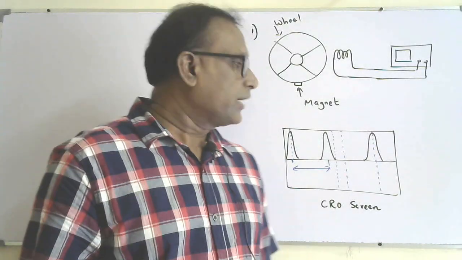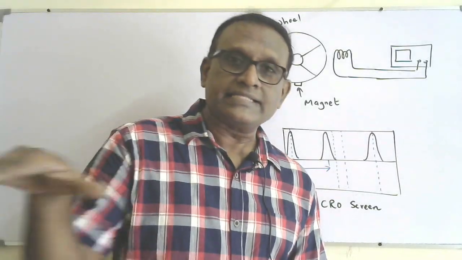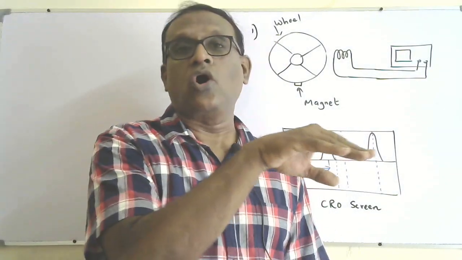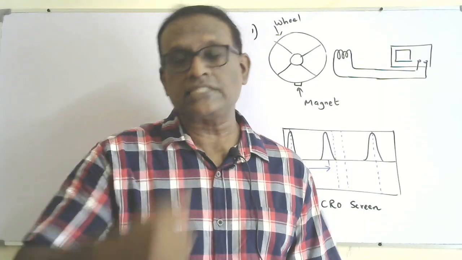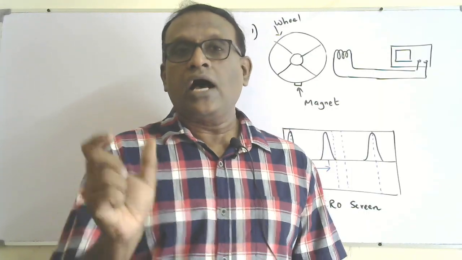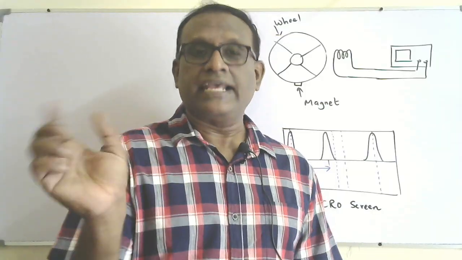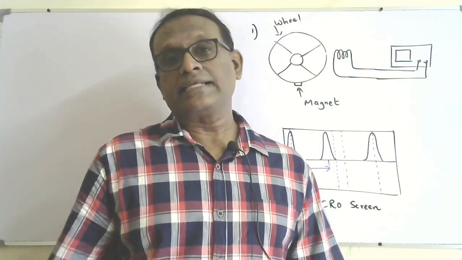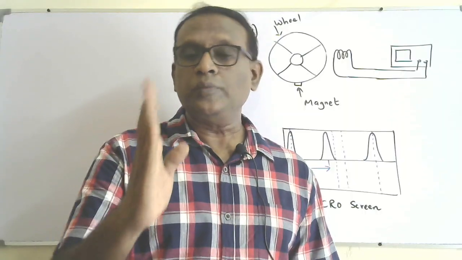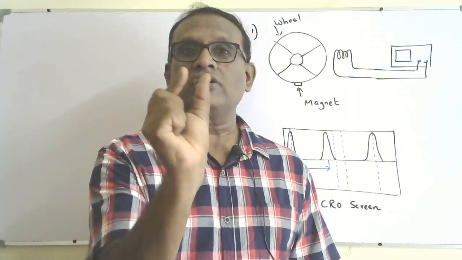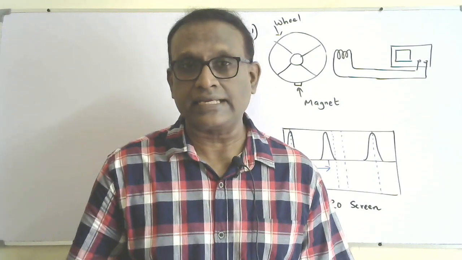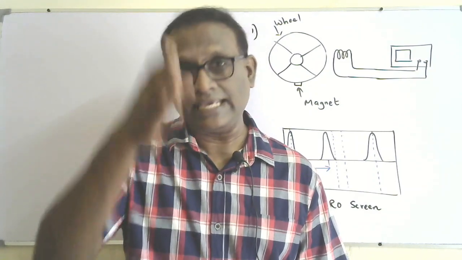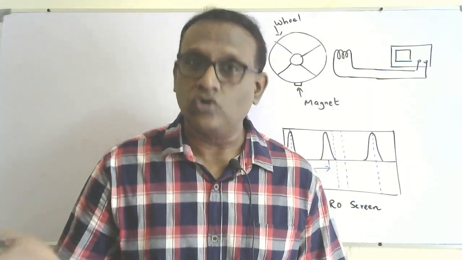On a CRO screen, it's like a graph paper. The x-axis is always time and the y-axis is always voltage. You can scale the x-axis by using the time knob. For example, if you keep the time knob at 2 milliseconds, each division on the x-axis is equal to 2 milliseconds. The y-axis is always voltage, and that scale can be adjusted by using the voltage knob.